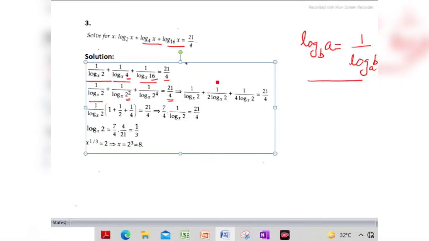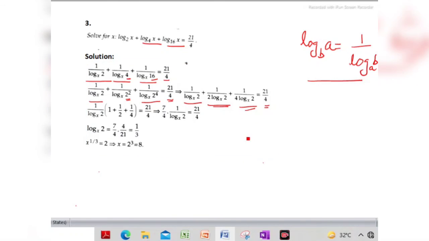Let us see how. In the next step, this is as it is, and for the next, log of 2 square can be written as 2 log of 2 to the base x by using the power law. Similarly, in the next step also, by using the power law, it changes to 4 log of 2 to the base x, and the right hand side as it is.